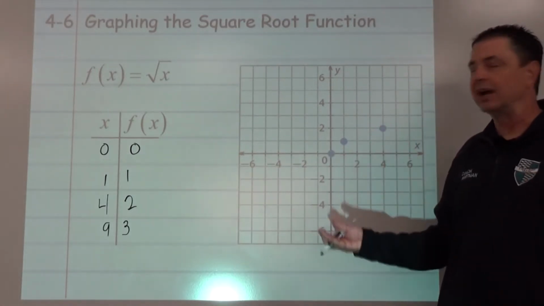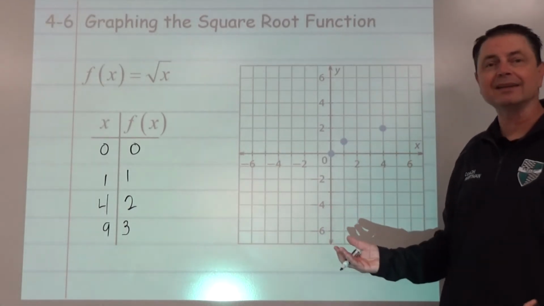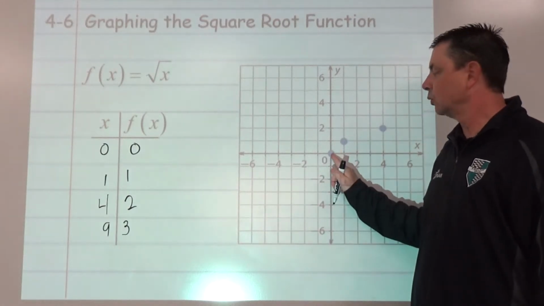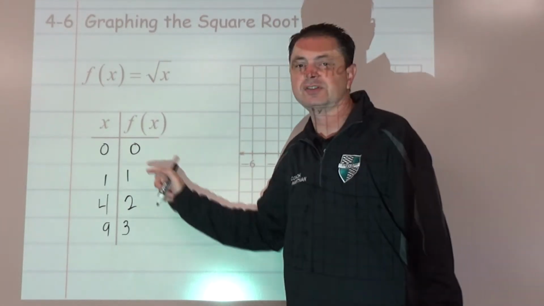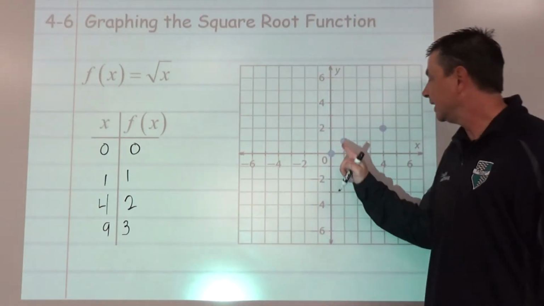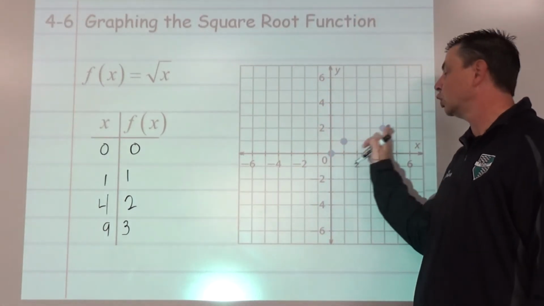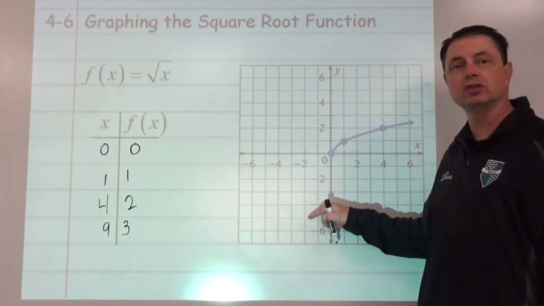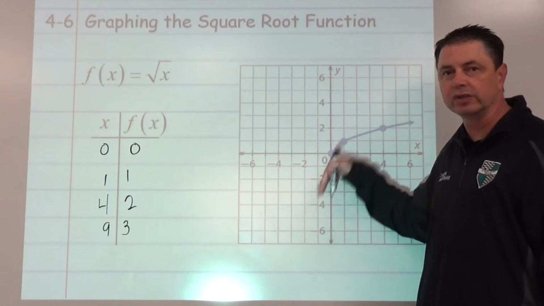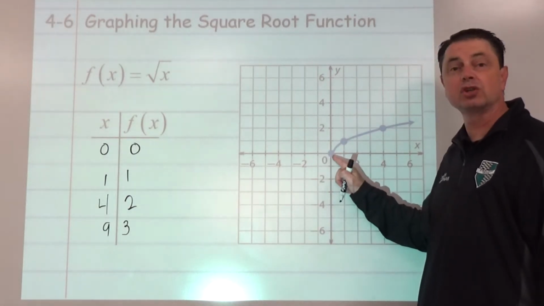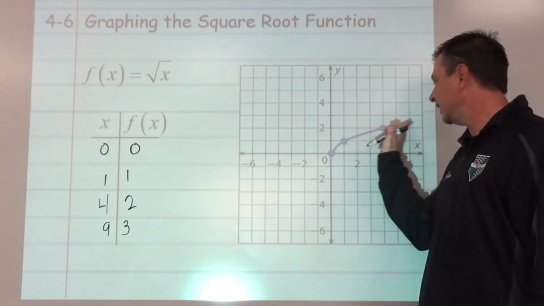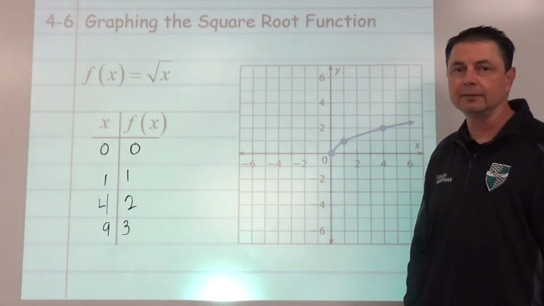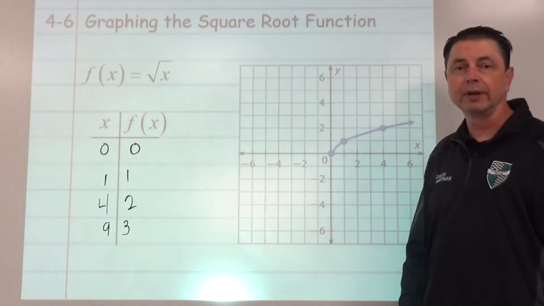And as far as the graph goes, since we can't pick negative numbers, we don't want any values over here. So we have this point here, 0 comma 0. We're going to call it an initial point. It starts here and then goes that way. So notice that it doesn't go down, it doesn't have an arrow, it doesn't go anywhere else. It has this initial or starting point and then goes to the right or up, depending on how you want to look at that. And that would be our parent function.